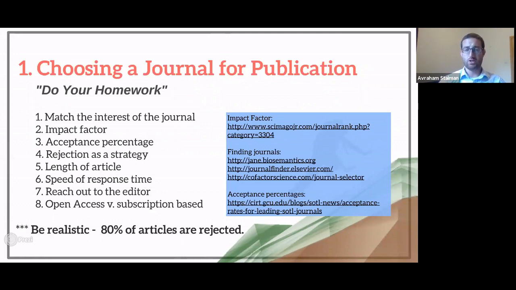So first of all, I want to direct your attention to the right-hand side of the screen, what's in blue, which is a lot of really helpful tools. You'll see the middle ones are for finding journals, and there are also tools for finding impact factor and acceptance percentages, which we'll talk about in a minute. And with these tools, use caution.